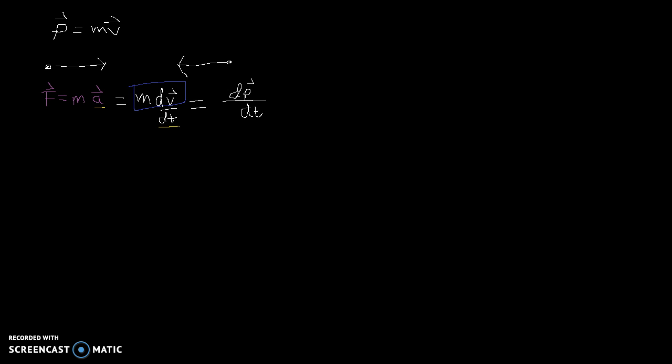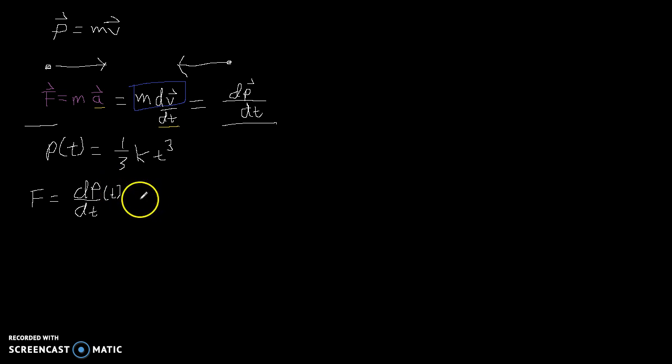So let's say that there was a given function and it relates the momentum of an object to time. And let's say that p of t is equal to 1/3 kt cubed. And you're given the information that there is a force that causes this momentum, and you're asked what is this force. From the relationship above, we know that force is the derivative of momentum with respect to time. So we can rewrite the equation as F is equal to dp/dt, and all we have to do is take the derivative, and the derivative of this is equal to kt squared. So this is what the force is equal to.